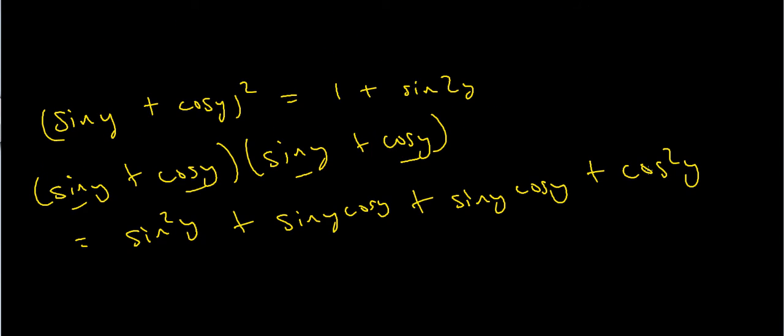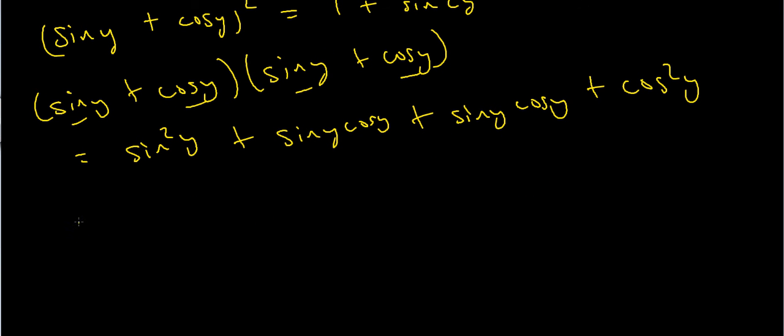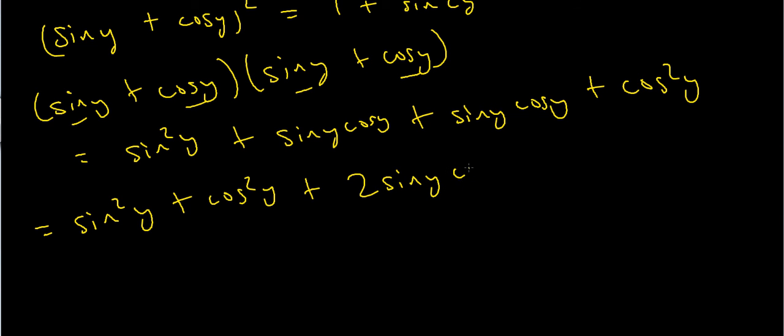Now I'm going to put the sine squared y and the cos squared y together. So I'll put the sine squared and the cosine squared together, and I'll get this. So I get sine squared y plus the cosine squared of y. Now I'm just rearranging the terms, plus sine y cos y plus sine y cos y. Well, these are exactly the same terms, so I can group them together as 2 sine y cos y.